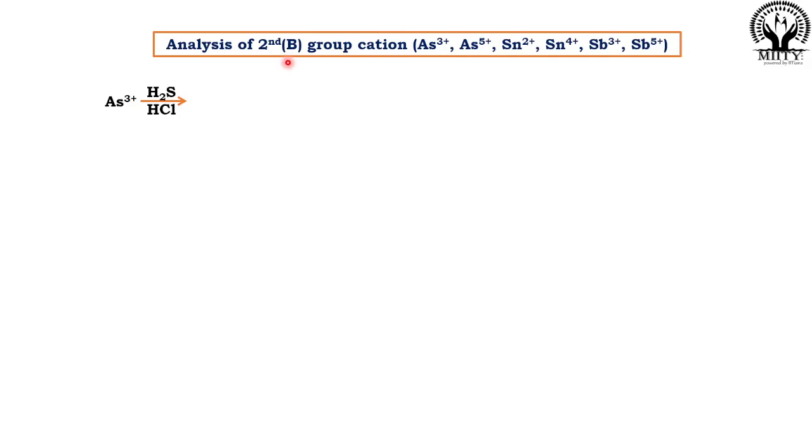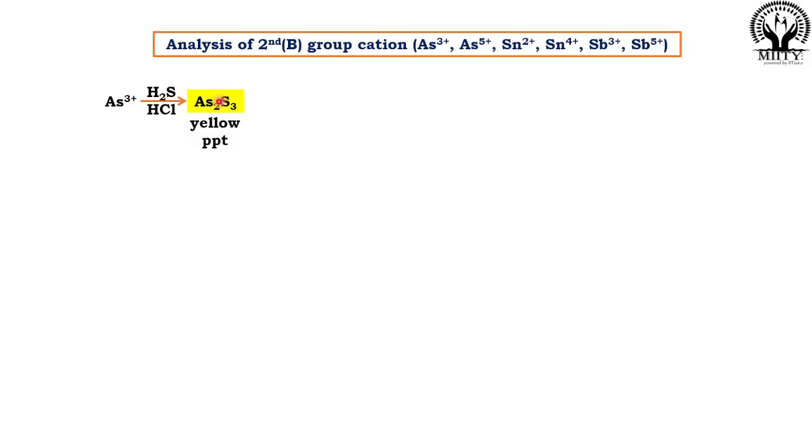Analysis of 2B group cations: As+3, As+5, Sn+2, Sn+4, Sb+3, Sb+5. Now we discuss As+3. To the As+3 salt solution, we add H2S in the presence of HCl. Because of HCl, the sulfide concentration is low, and at low sulfide concentration, As+3 combines with sulfide to form a yellow precipitate of arsenic sulfide, As2S3.